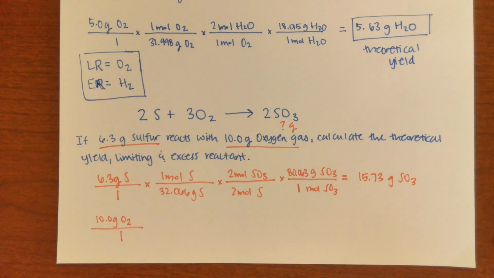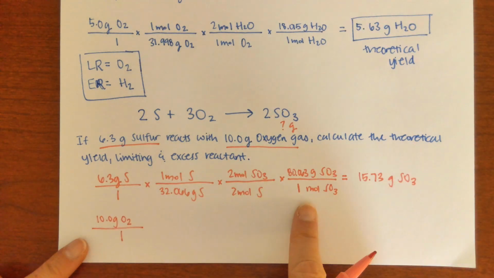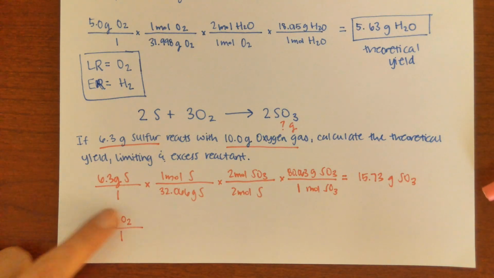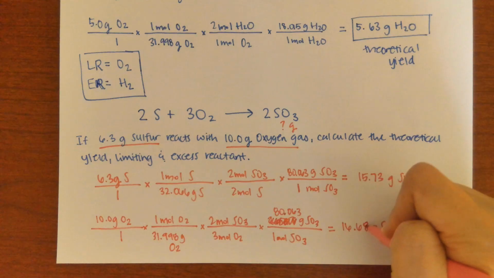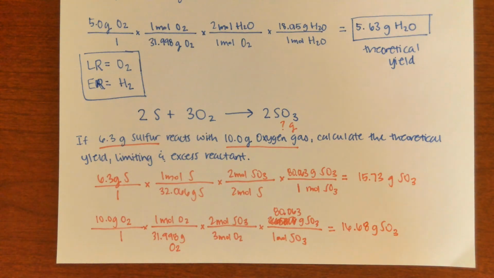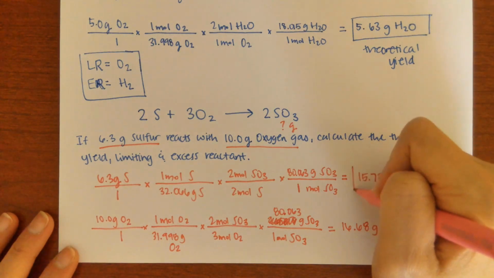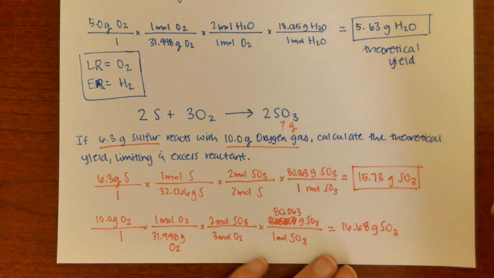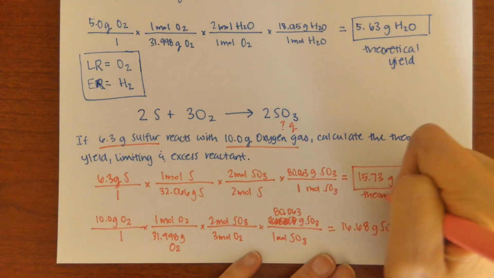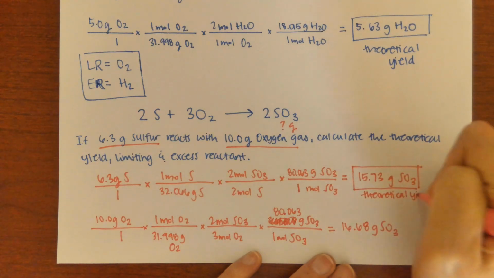So go ahead and pause the video and try to do the mass to mass, same thing, and find the grams of SO3 starting from 10 grams of O2. Okay, so you should have gotten 16.68 grams of SO3. Now they have these two possible answers. Again, the smallest number out of these two will always be my theoretical yield, so that would be 15.73 grams of SO3. That is my theoretical yield.